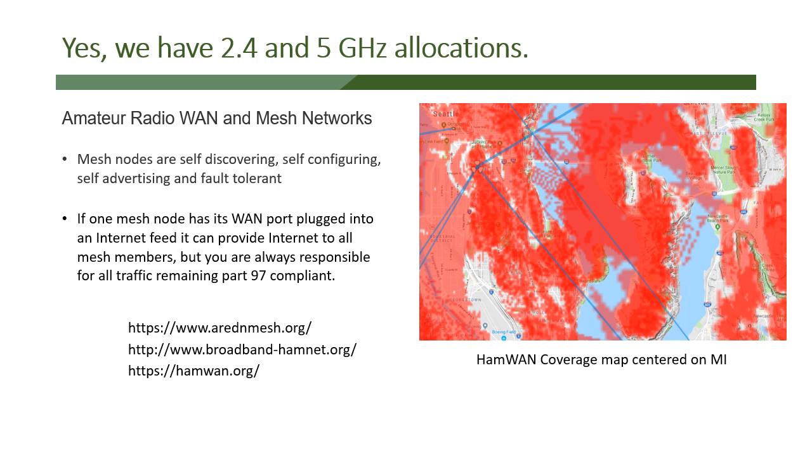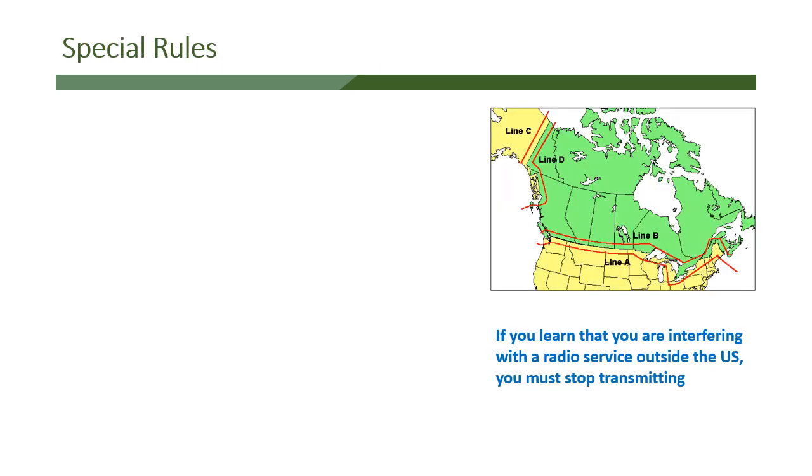But every mesh has certain rules, and every WAN that an amateur radio group operates has certain rules, so you have to make sure you follow their rules. And of course, you cannot carry on any business when you're using the internet, so you can't run your business through the internet using the amateur radio frequencies.